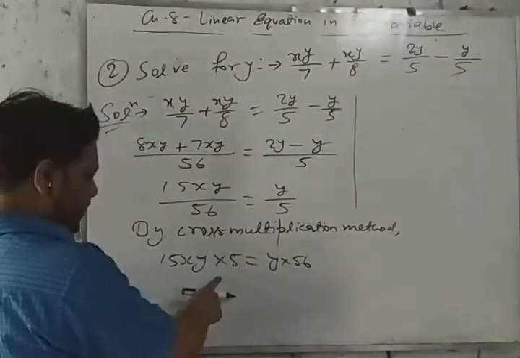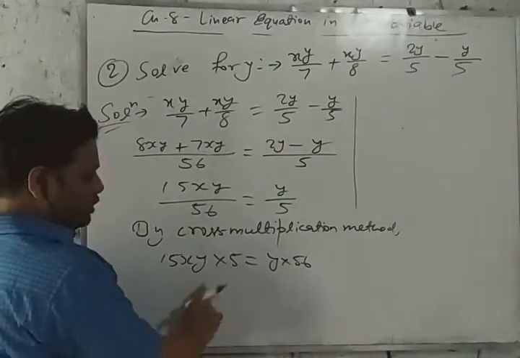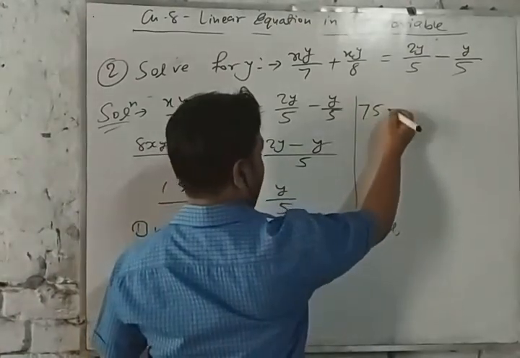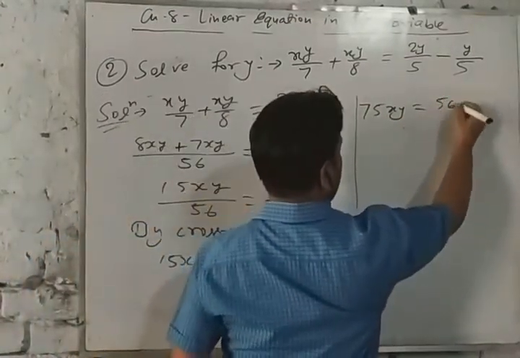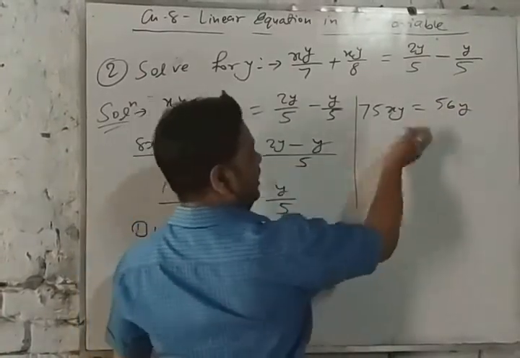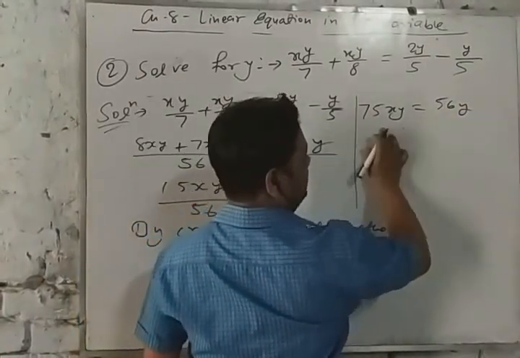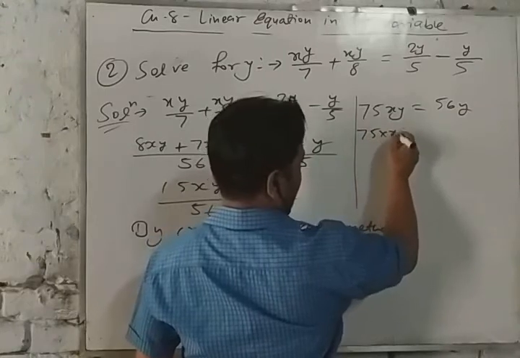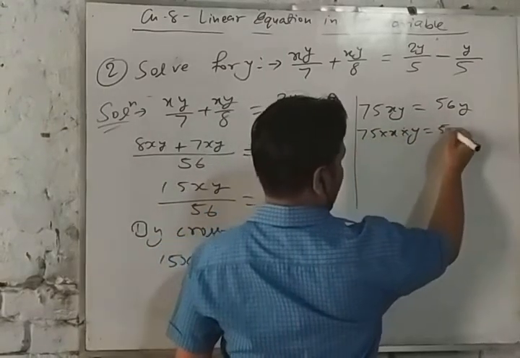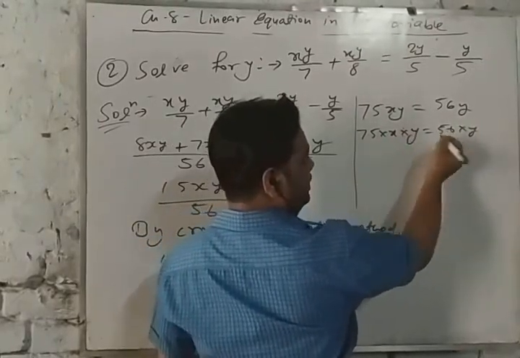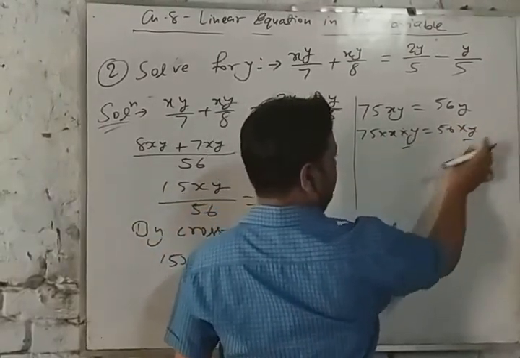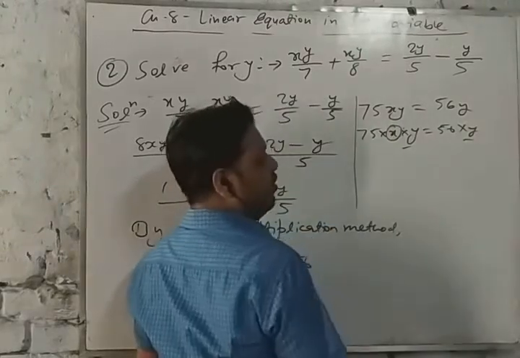At first, multiply the constant term. So 15 into 5 is 75xy is equal to only 56y. Okay. Now here we can see both variable is same. We can write like this: 75 into x into y and 56 into y. Both are in multiplication. Though what is the difference? Y same.